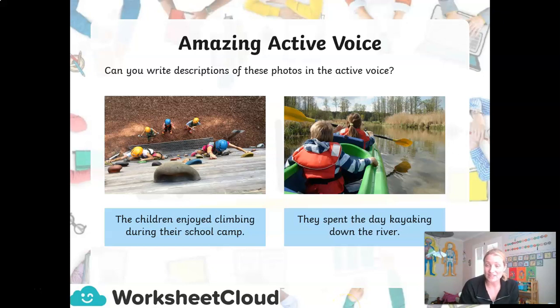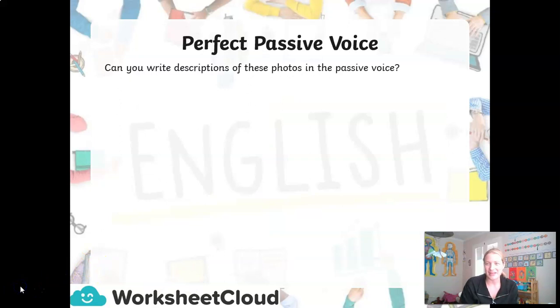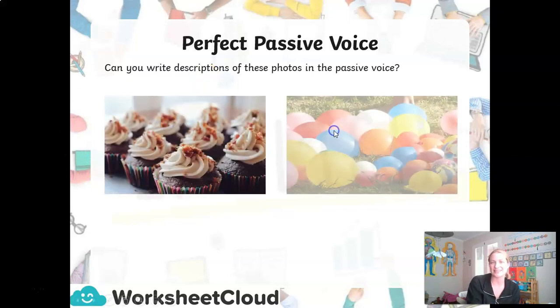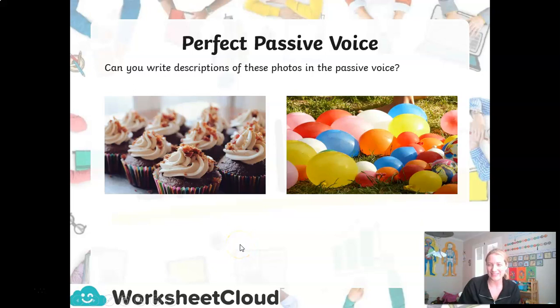Now, this is actually a very important point to note, that your subject doesn't always have a name. So in this case, the subject of the sentence is they. It's a group of children, they. Okay, so let's do the same, but now with passive voice. Can you write descriptions of these photographs in passive voice? Okay, have a little look and see what you can come up with.